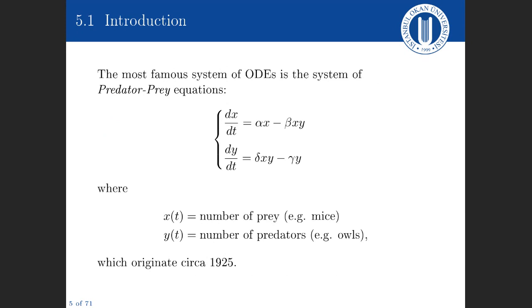Another system of differential equations, perhaps the most famous system of differential equations, is the predator-prey equations, which originate around about 1925. In this system, x is the number of prey and y is the number of predators. For example, x could be the number of mice in an area and y could be the number of owls in an area. If you remember back to the first lesson of this course, we looked at a simple model for mice and owls. This is a more sophisticated model because in this model, we're allowing the number of owls to change. If there's lots of mice, that means there's lots of food for the owls to eat, we would expect the number of owls to increase. However, if there's not enough mice to feed the owls, then the number of owls should decrease.